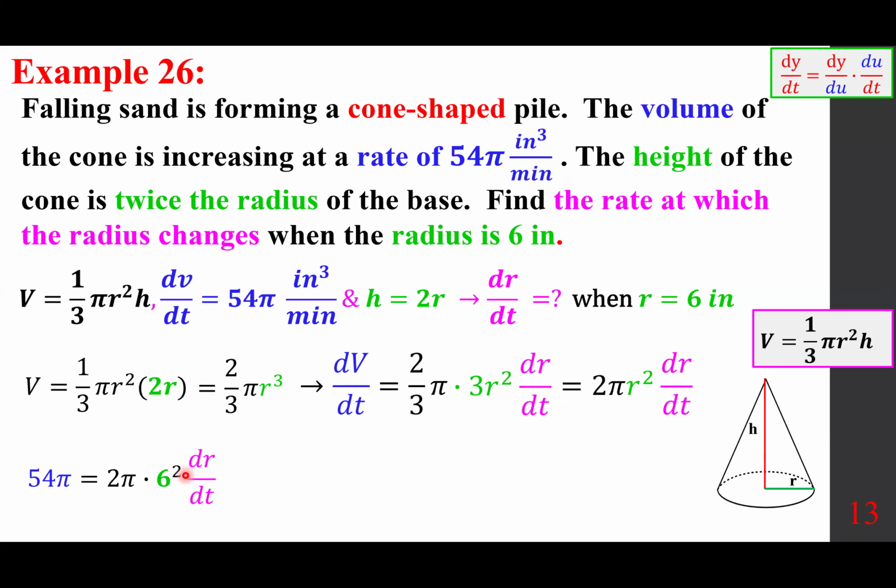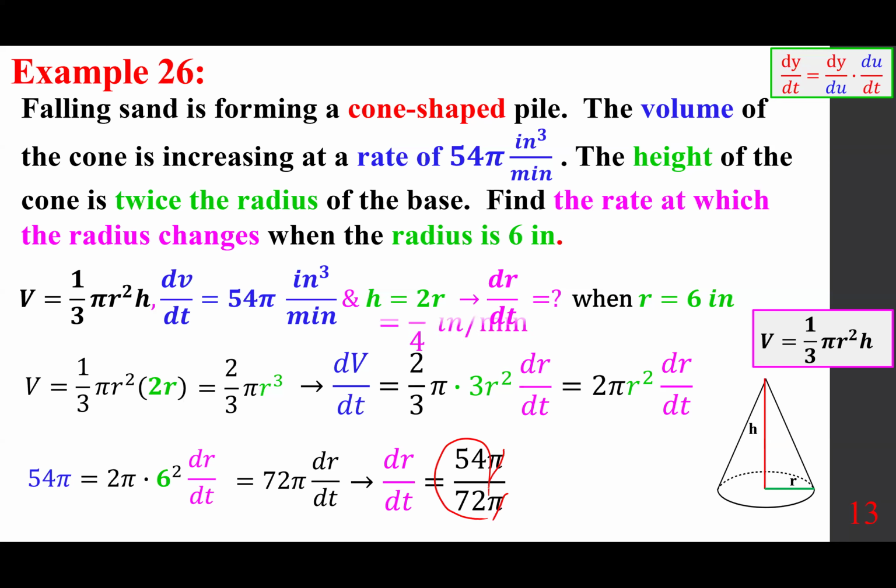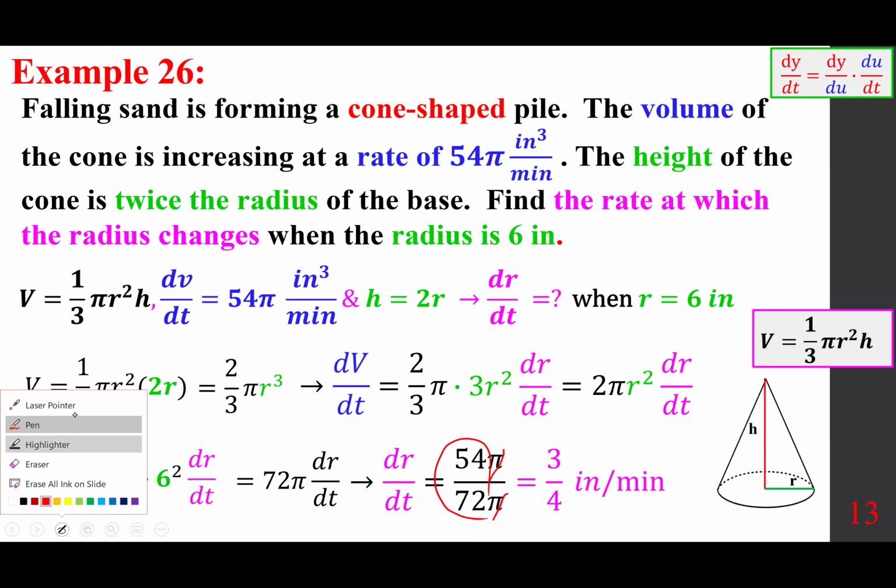6 squared is 36 times 2 is 72, so you have 72π. And you're going to divide both sides by 72π. Obviously, these two cancel each other. Both of these numbers are divisible by 18, 3 over 4. So 3 over 4 inches per minute, dr/dt. The units of radius over the units of time. The units work in the same manner.